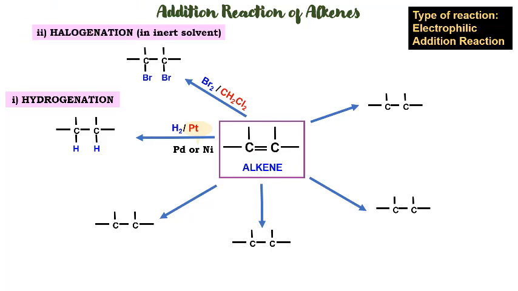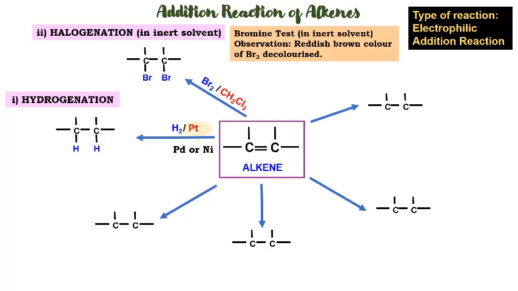Addition of bromine in inert solvent is an extremely useful tool employed to detect the presence of a double bond in an unknown organic compound. Bromine solution in dichloromethane is reddish brown in color. Addition of an unsaturated molecule rapidly decolorizes the reddish brown color of bromine. This is an unsaturation test called the bromine test, to confirm the presence of a carbon-carbon double bond.